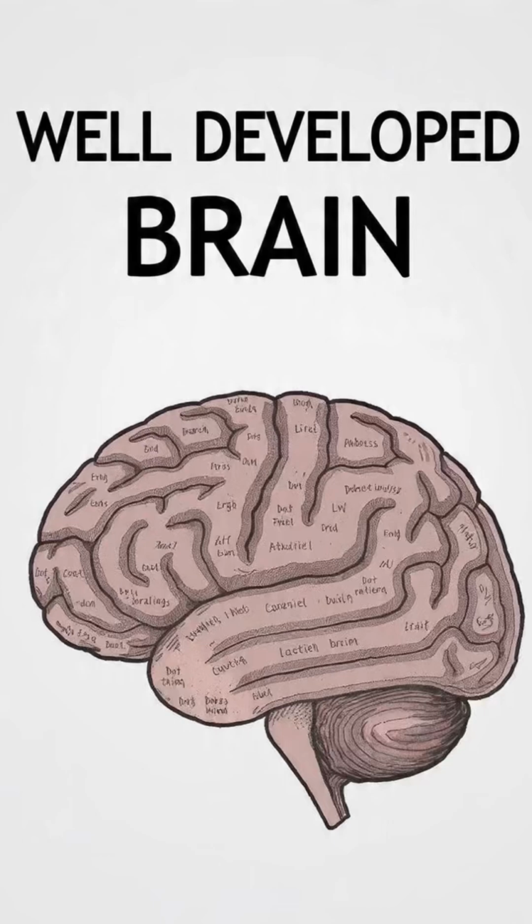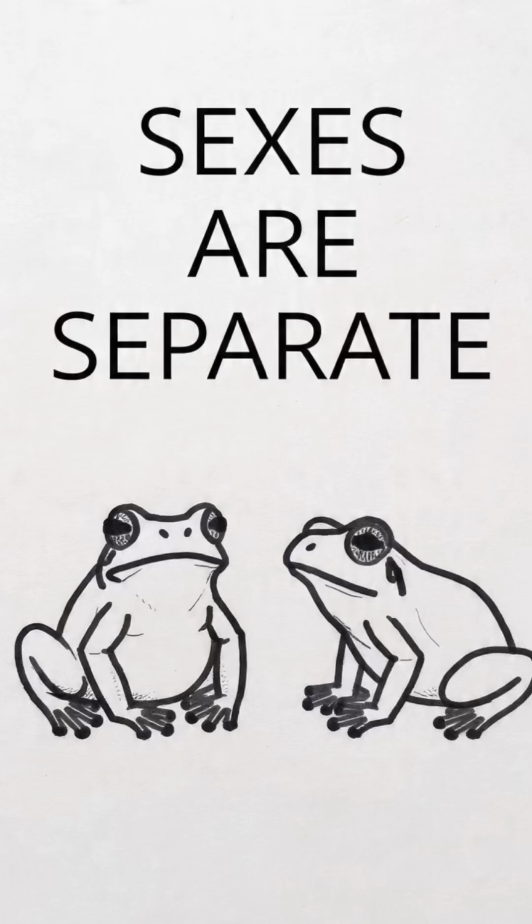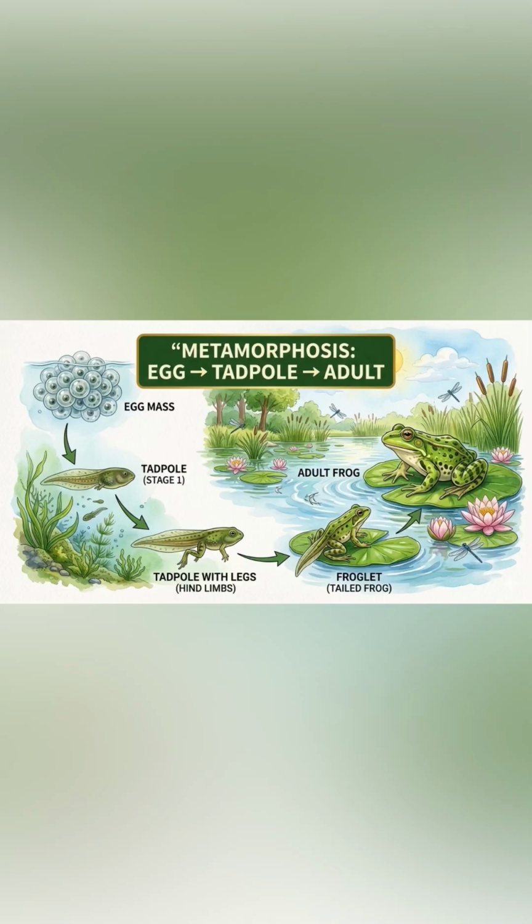Reproduction and life cycle. Visual 14 depicts male and female symbols labeled sexes are separate, indicating sexual dimorphism. Visual 15 illustrates the frog's life cycle: egg, tadpole, adult, labeled metamorphosis. Metamorphosis is a hallmark of amphibians, showing structural changes during development.